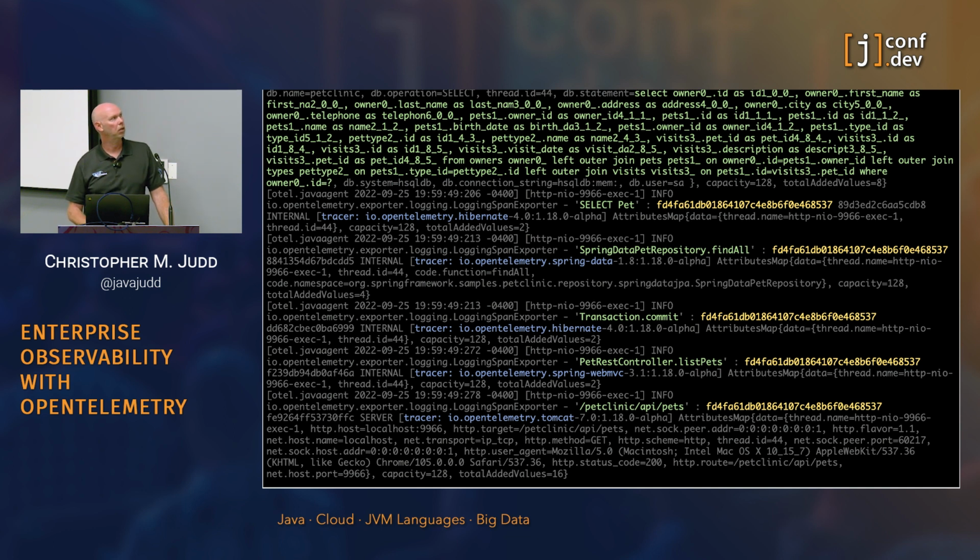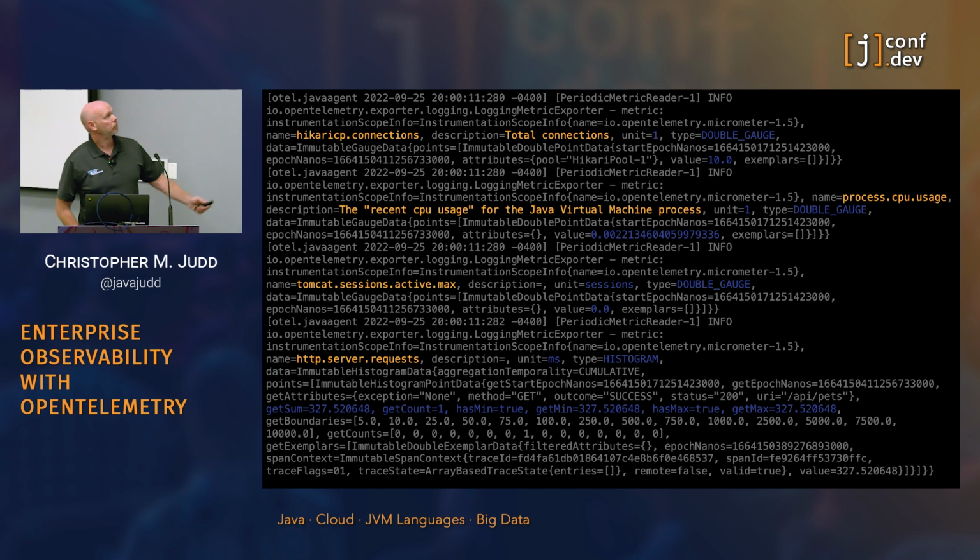From a metric standpoint, we can see that we are grabbing the database pool information, the number of connections, the JVM information with the CPU utilization, Tomcat information, and more HTTP request information. And all of this is also including a correlation ID, so we can tie these numbers to our data related to our tracing as well.